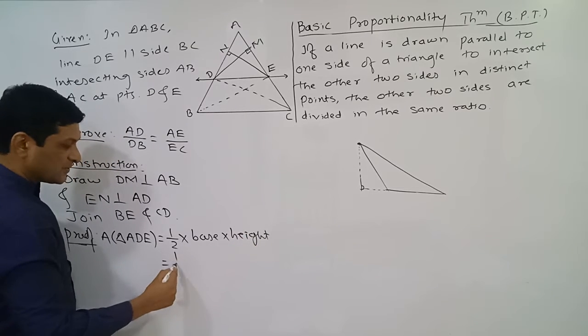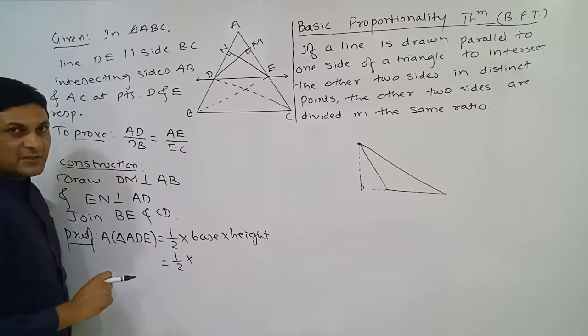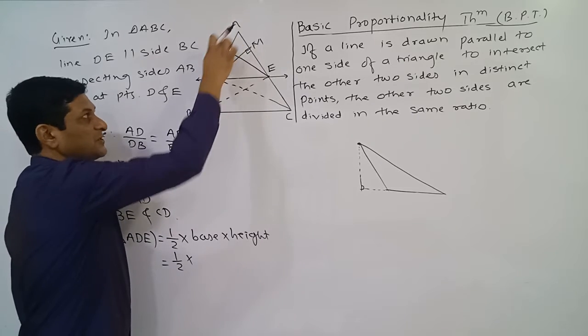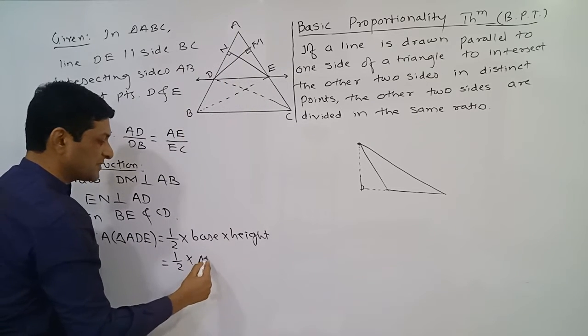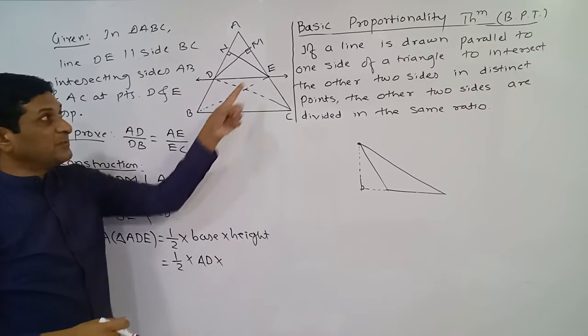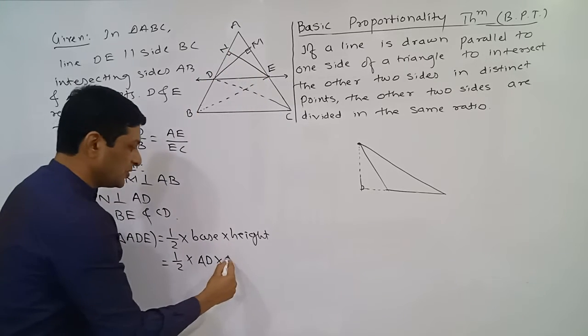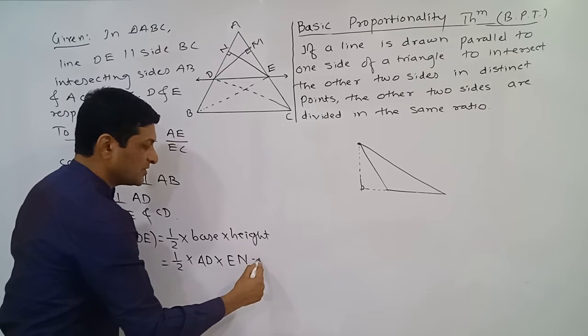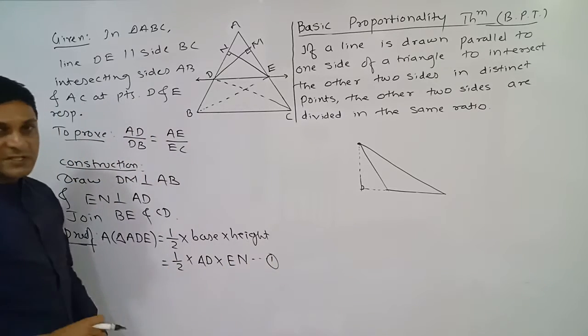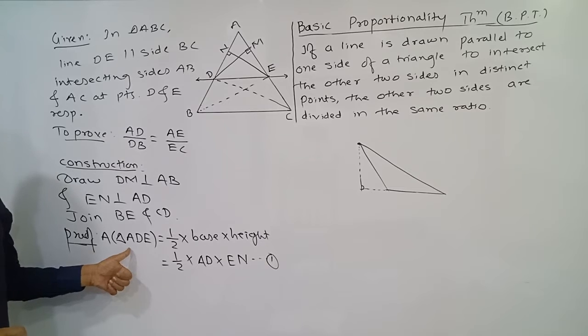So which is equal to half into, now we are substituting the value of base. In this case base will be equal to AD. If I am considering AD as a base, then what will be its corresponding height? Its corresponding height is EN. So into EN. Let us denote this equation by equation number first. In this way we have got the area of the first triangle.